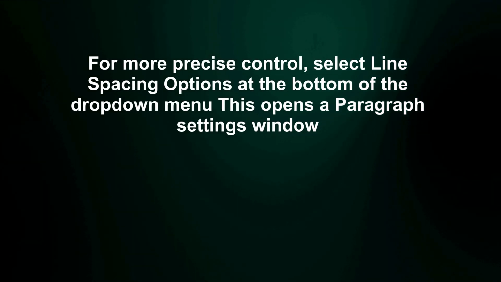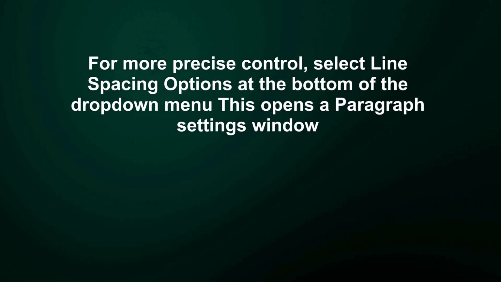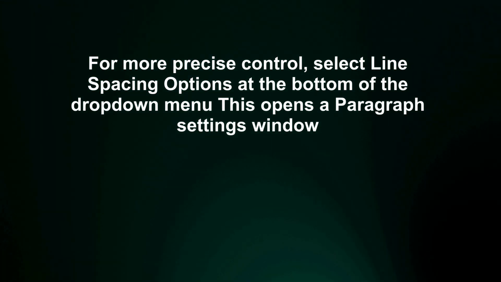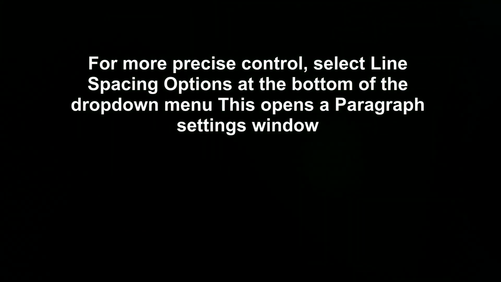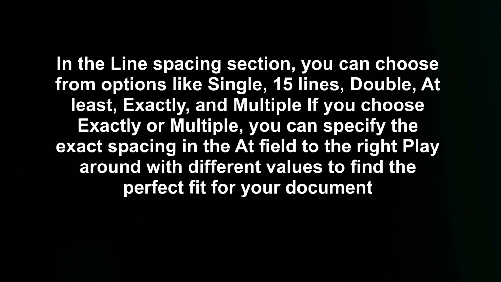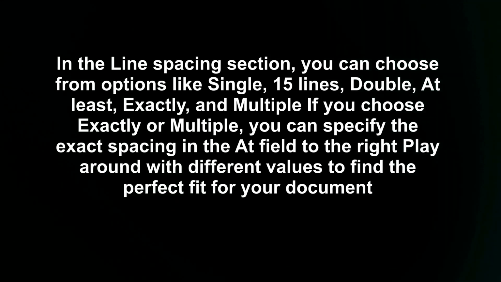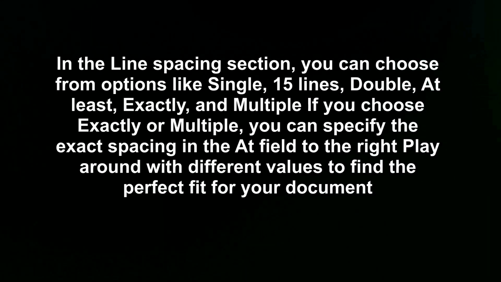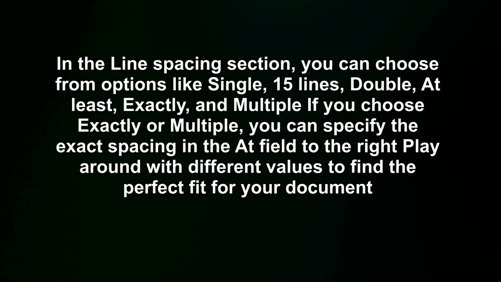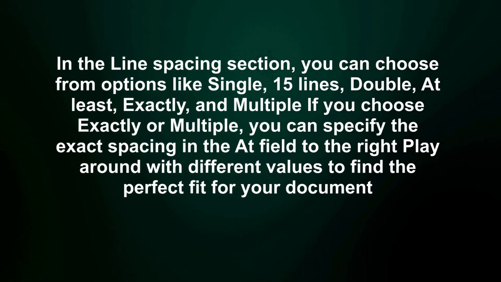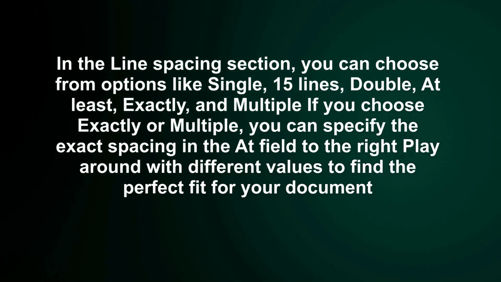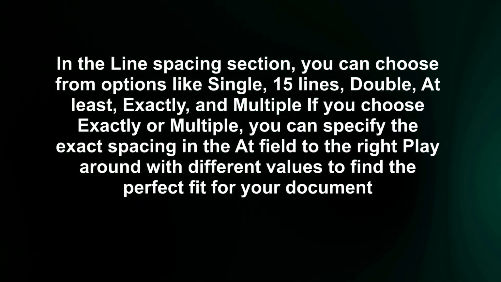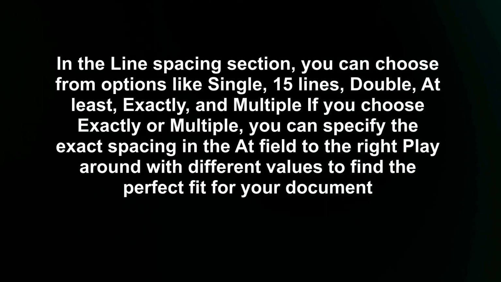For more precise control, select line spacing options at the bottom of the drop-down menu. This opens a paragraph settings window. In the line spacing section, you can choose from options like single, 1.5 lines, double, at least, exactly, and multiple. If you choose exactly or multiple, you can specify the exact spacing in the field to the right. Play around with different values to find the perfect fit for your document.